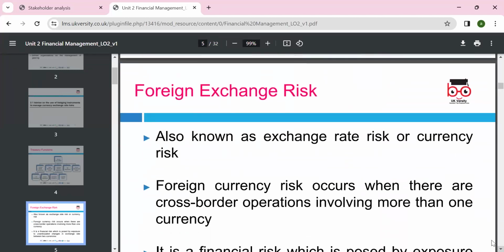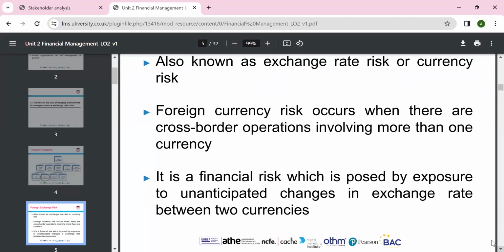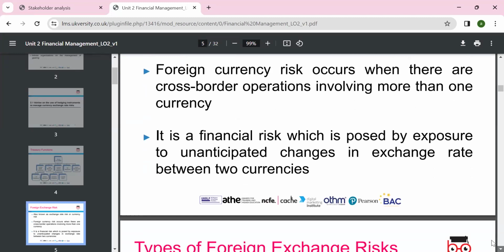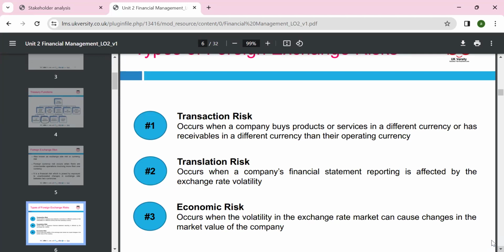Foreign currency risk, also known as exchange rate risk or currency risk, occurs where there are cross-border operations involving more than one currency. It is the financial risk posed by exposure to unanticipated changes in the exchange rate between two currencies. Transactional risk can occur when the company buys products and services in a different currency, or receives in a different currency than the operating currency. So that can be a risk.